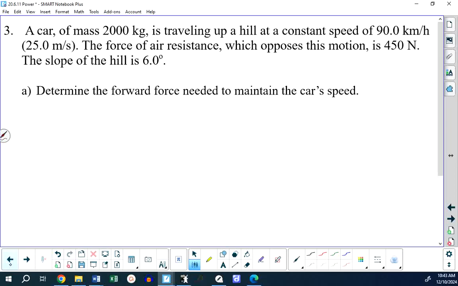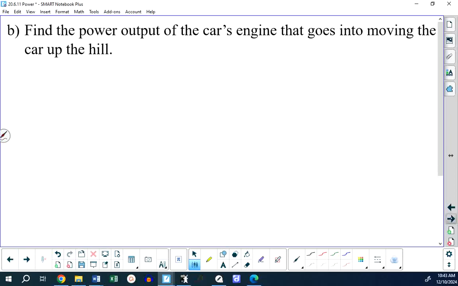So we have a car of mass 2,000 kilograms that's traveling up a hill at a constant speed. Is the car gaining any potential energy as it goes up the hill? Yes, it's going up the hill. Is the car gaining any kinetic energy? It is not, because it's moving at a constant speed. So what is the forward force needed to maintain the car's speed? This is actually a dynamics question that we need to answer the power output. You need to know the force.